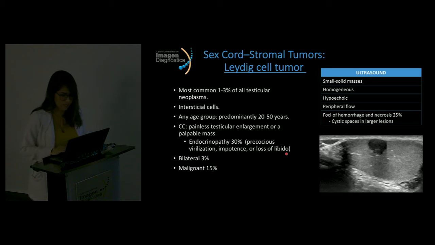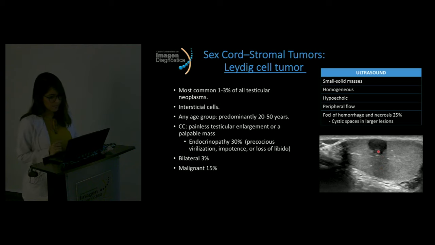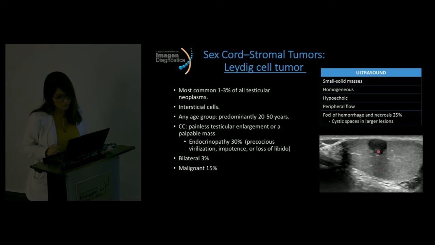They will be bilateral in just 3% of the cases. And on the image on the right, we have a sagittal grayscale ultrasound of the right testis of a 16-year-old male that showed a well-defined hypoechoic mass with a mild posterior acoustic shadowing, shown here, and histopathology confirmed it to be a Leydig cell tumor.